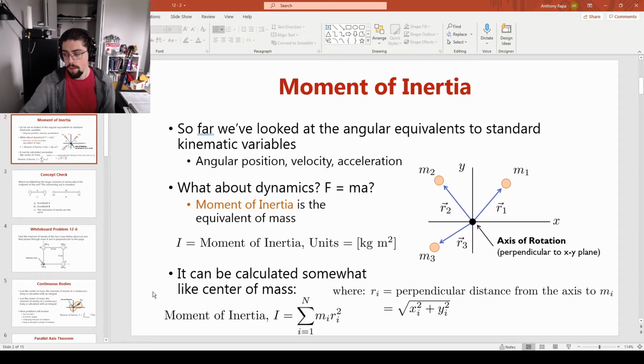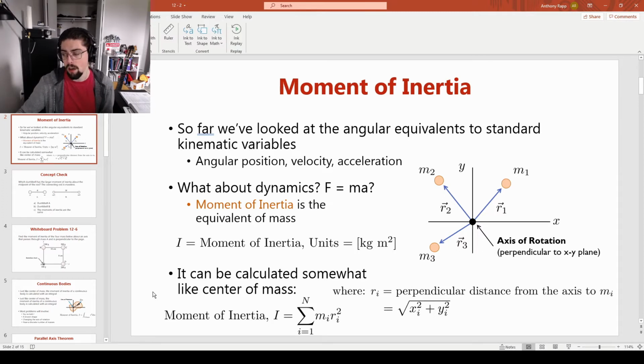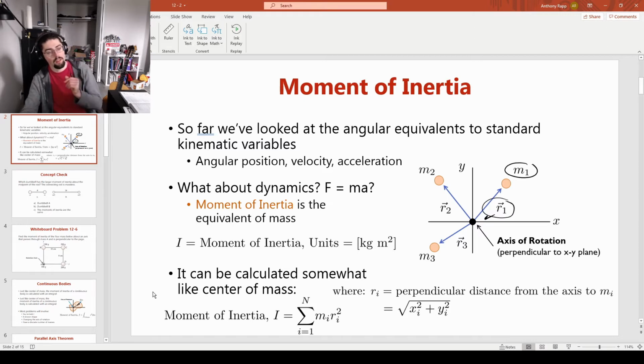We have to figure out what point we are going to be orbiting around or rotating around. For this picture right here, we've got this black dot in the middle. That's my axis of rotation. These three masses are going to be rotating around that. To calculate the moment of inertia, I take each individual mass, multiply it by how far away it is squared, and add all of those values up together.